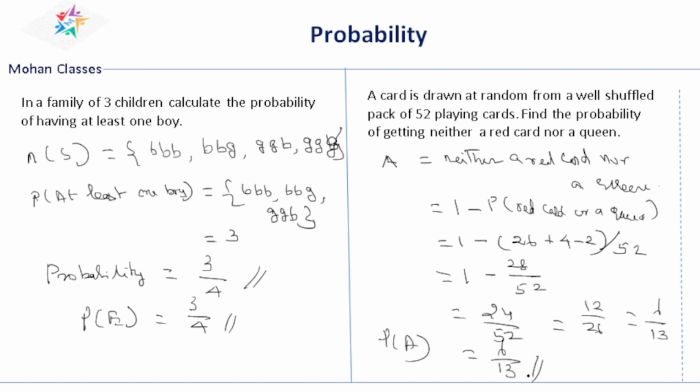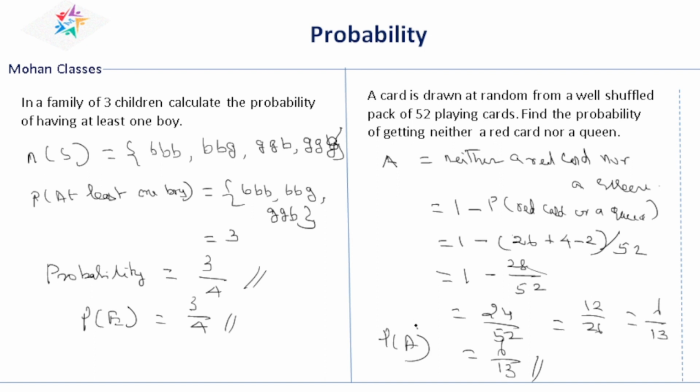Find the probability of getting neither a red card nor a queen. So how many red cards will be there? 26 red cards. And how many queens will be there? Four queens in total. Minus 2 red queens, we have to take the 2 black queens, because neither red should be there, right? So 2 red queens we have to remove. So 28 by 52, 1 minus 28 by 52. Here, what are we getting?